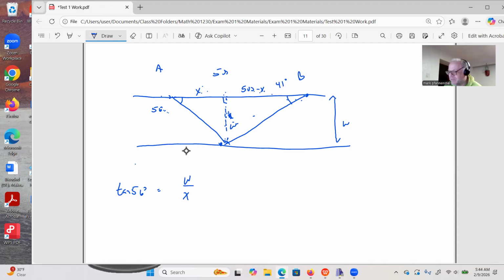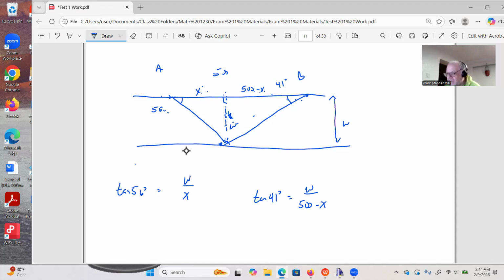Again, we're assuming these sides are parallel. We can also, on the other side at the same time, say that the tangent of 41 degrees is equal to W over 500 minus X. And that's what we're going to try to do with this.